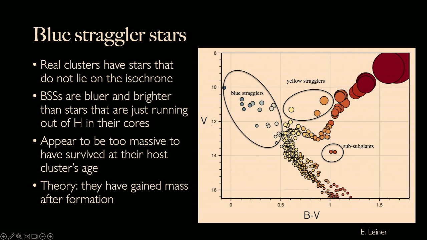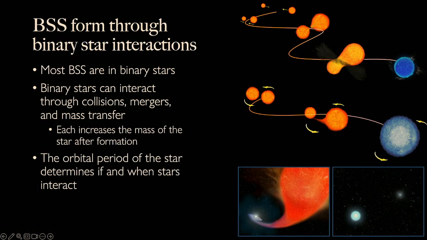All the stars in the cluster are the same age. So the question is, why do we see these stars that appear to be so massive that they should have died long ago? And the theory is they have gained mass after formation. And the way that we know this is most of the blue straggler stars are in binary stars. And binary stars can interact with one another.